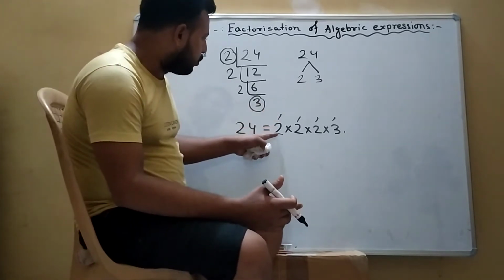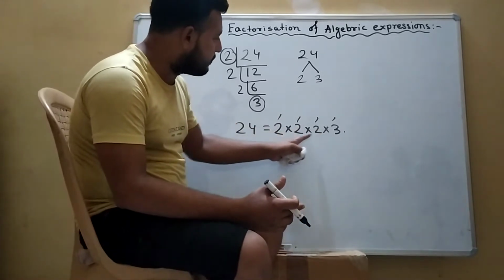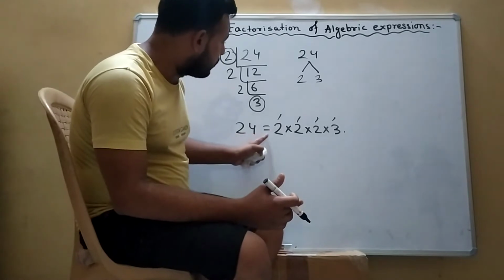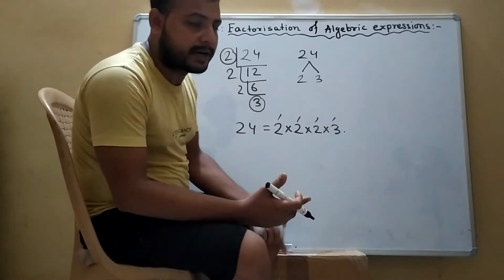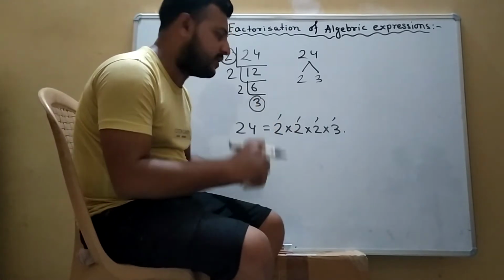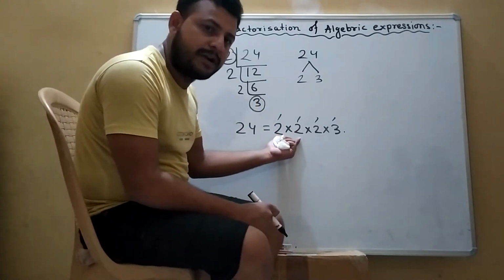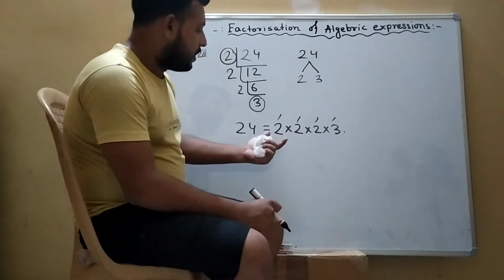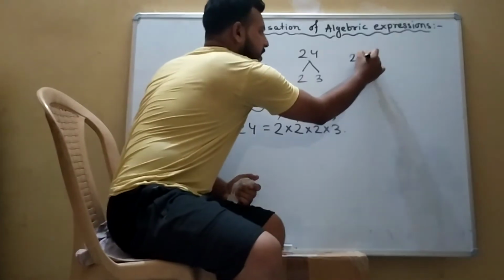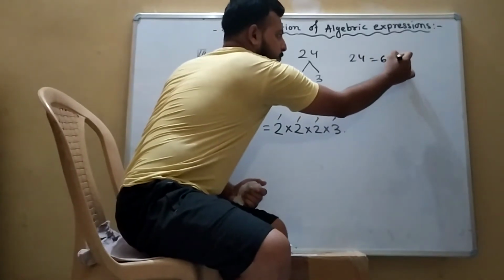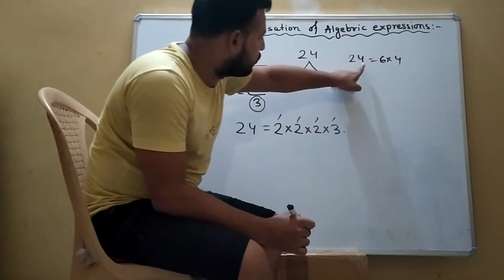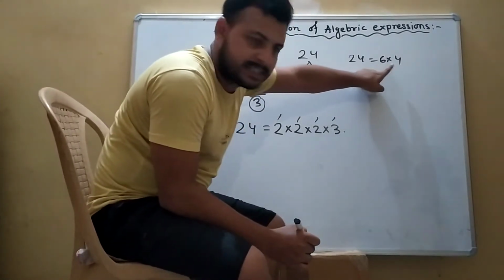Factors mean those terms or numbers that should be multiplied with each other. It means we cannot write 24 equals 2 plus something, because then it will not be factorized. Factorize means multiply to each other. The numbers that should be multiplied to each other will come. If I say 24 equals 6 into 4, this is also a factorization. 24 is factorized here by 6 and 4.